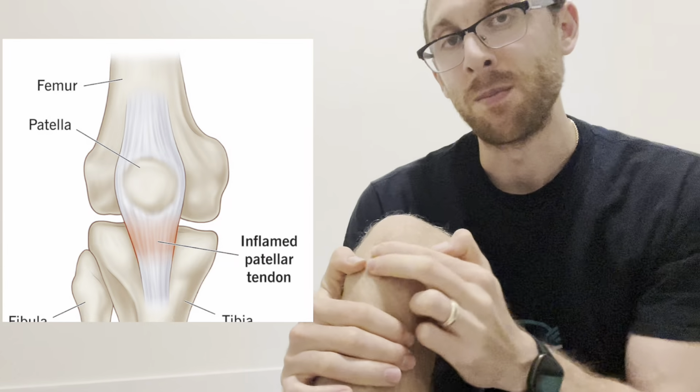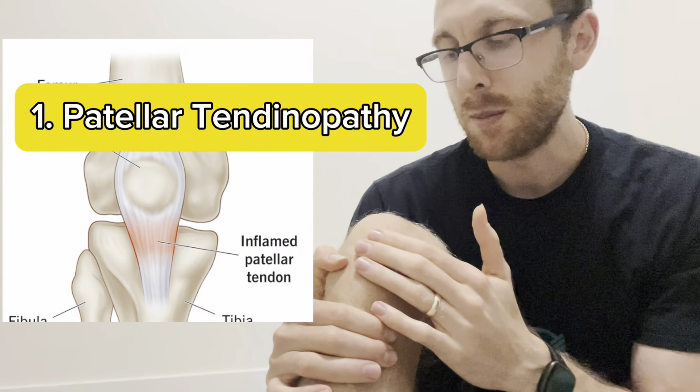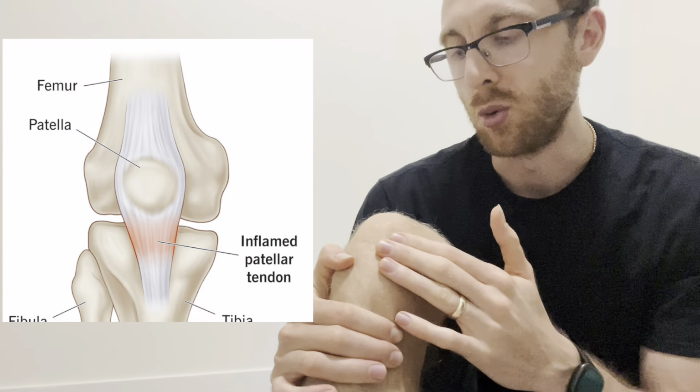So if you find that you have pain around this tendon region, you can strum it if you just move your finger side to side. That could indicate something called patellar tendinopathy or jumper's knee. This tends to be common in a lot of individuals who go from doing too little to too much from an activity perspective, or a lot of jumping activities where that patellar tendon is overloaded.